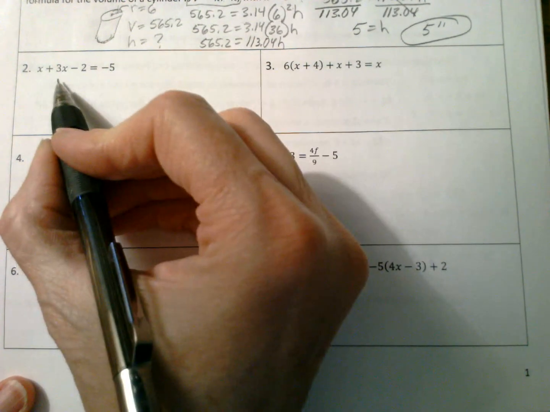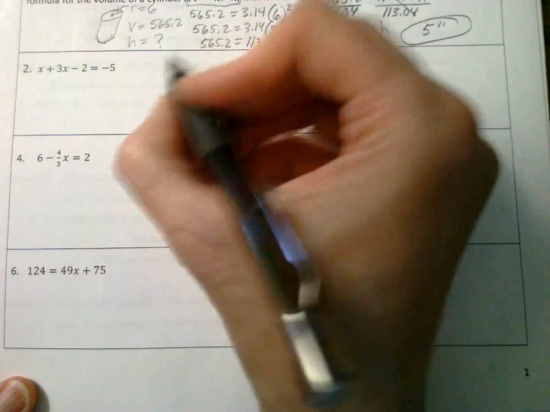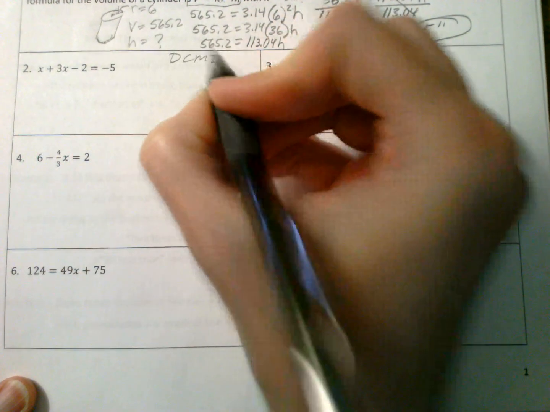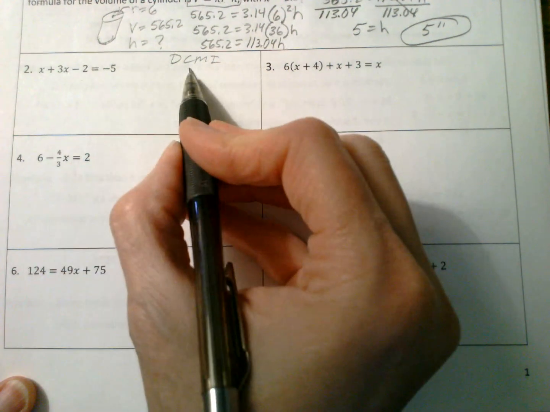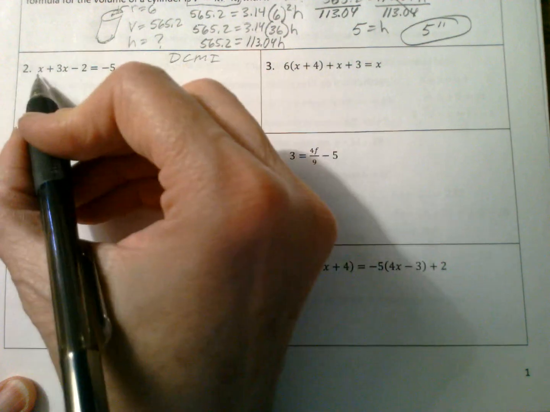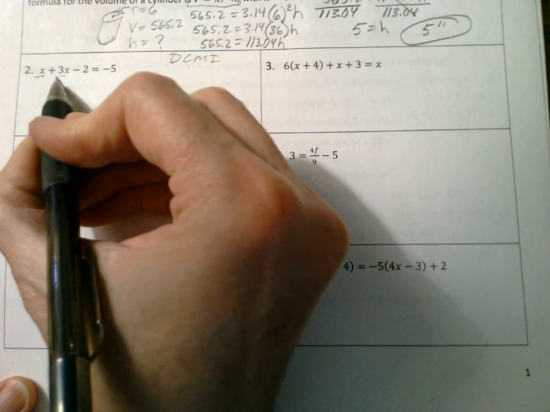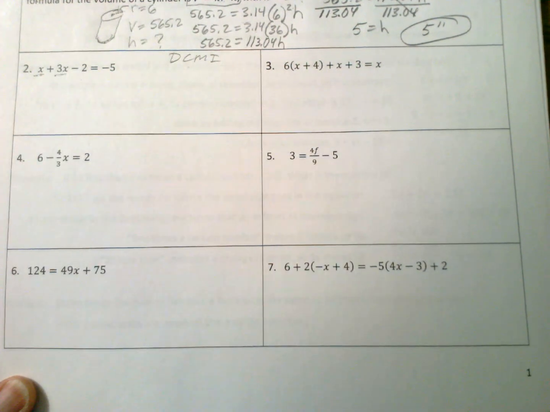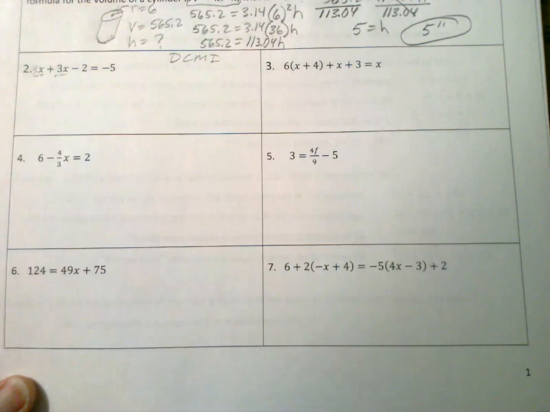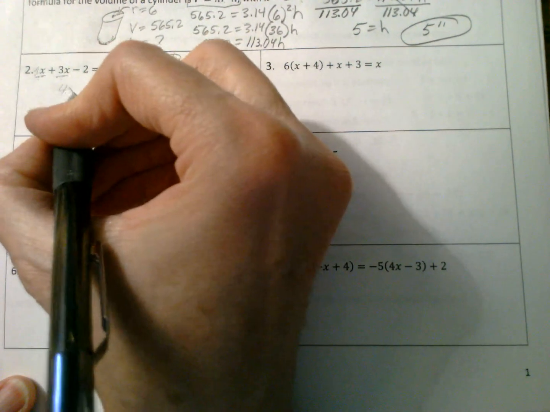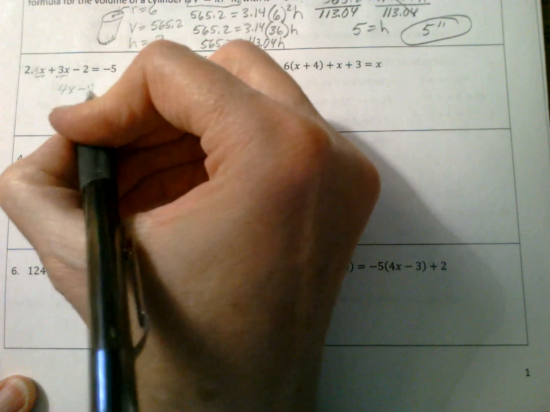Up here, we have nothing to distribute. Remember, we're using DCMI. Distribute anything that is distributable. This one doesn't have anything, so we'll go to combine like terms. Combine like terms is on one side. So there are 2 variable terms with the same variable on the same side. If there's not a numerical coefficient in front, we want to put a 1 if that's helpful. So 1x plus 3x is 4x. I'm just combining like terms.